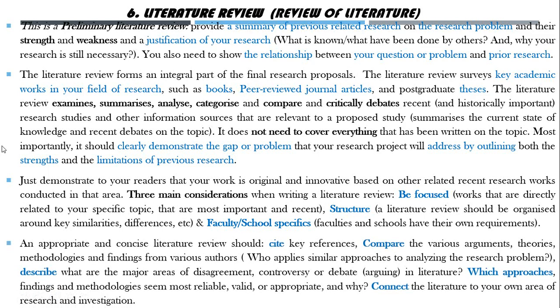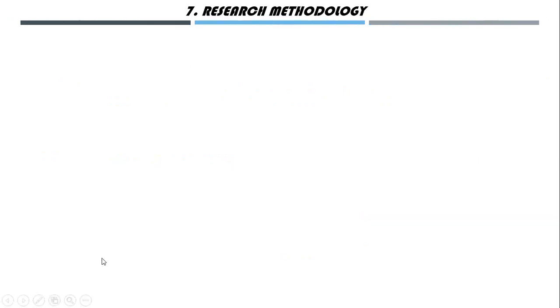Remember that when you are preparing the literature review, remember to cite key references. Remember to compare various theories, methodologies, and the findings from various authors. Describe the major areas of disagreement or debate in the literature. Which approaches, findings, or methodologies seem more reliable, valid, and appropriate, and why? And connect the literature to your own area of research.